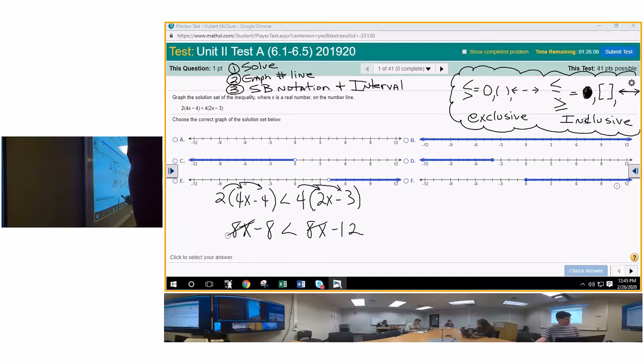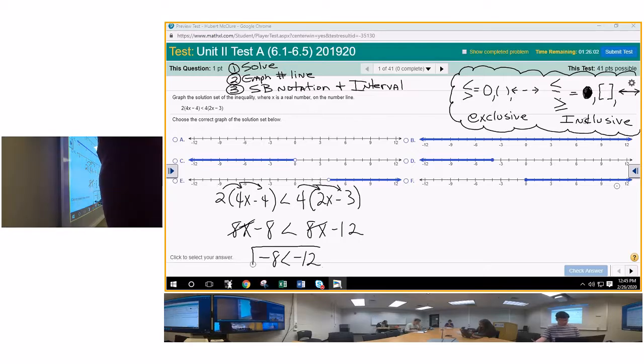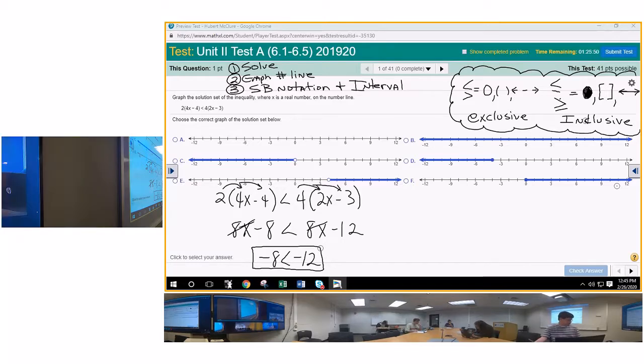Now we've got negative 8 is less than negative 12. Now before you blurt out the answer, what would you rather have in the bank account? Negative $800 or negative $1,200? So negative 8 is greater than negative 12. So this is an untrue statement.